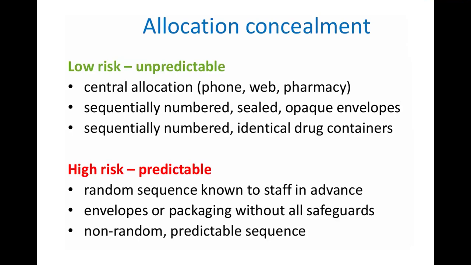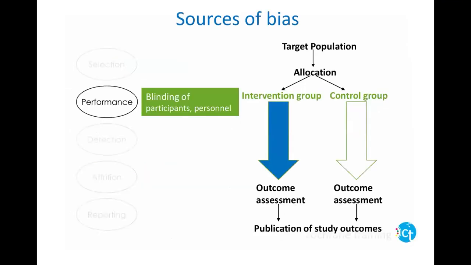So what are the high risk ones? A predictable random sequence, where the random sequence is known to staff in advance. People know the random sequence, so that is a high risk of bias. Then envelopes or packaging without all safeguards. You can go into the literature to see what the different safeguards are. Also a non-random predictable sequence. So these are high risk of bias.